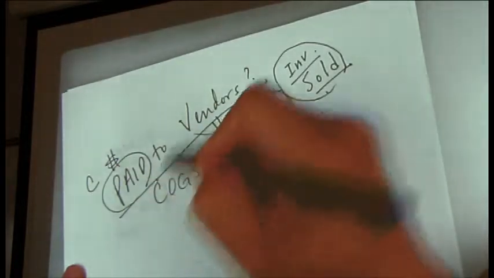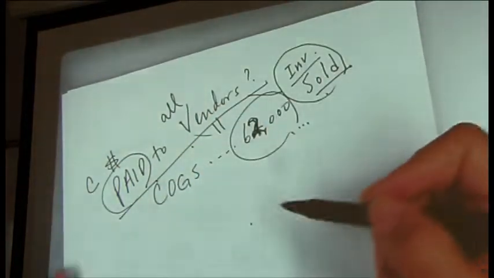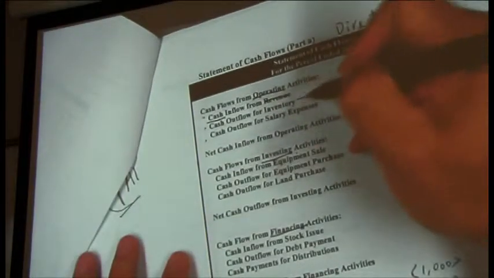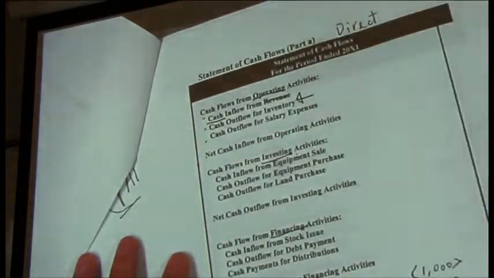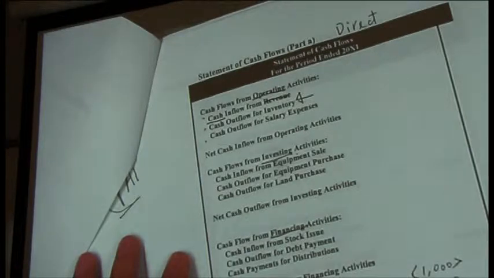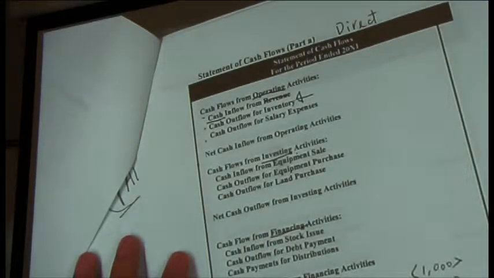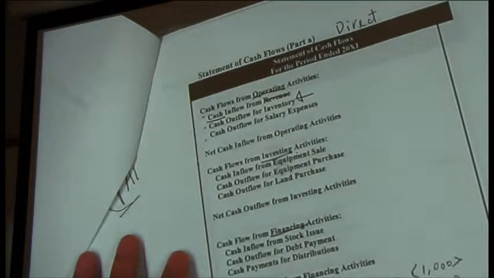Cash paid to all our vendors. Cash outflow for our inventory. You buy inventories from your vendors. So good. Is that cost of goods sold? No, accounts payable. Accounts payable definitely involved because accounts payable is the account you're using to pay your vendors and suppliers.